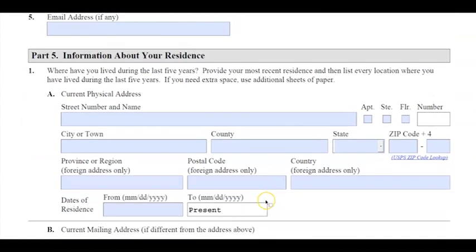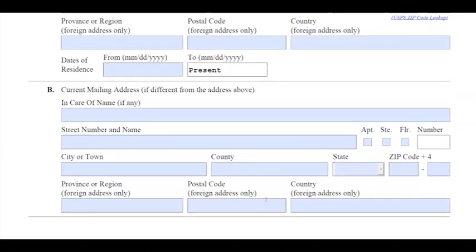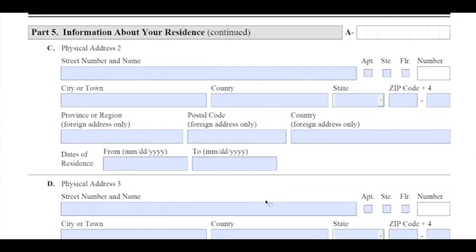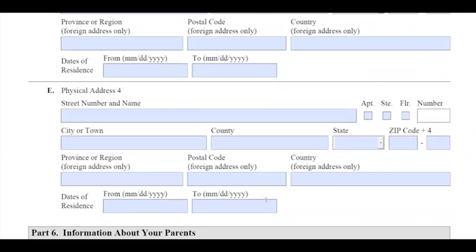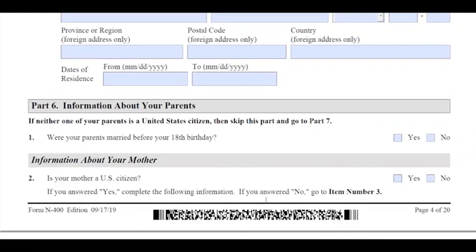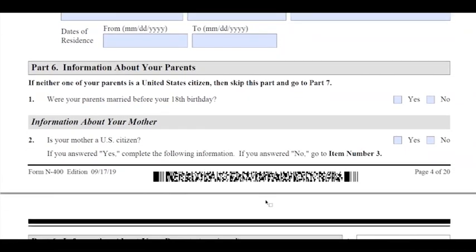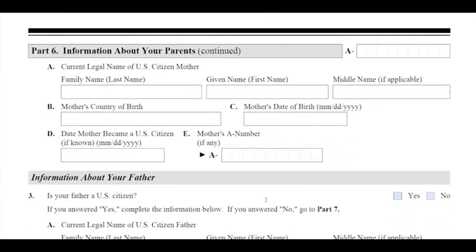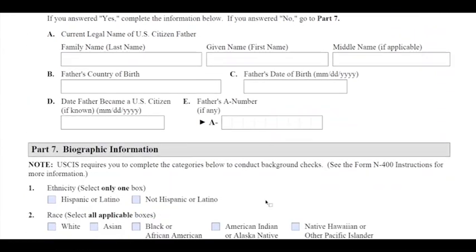Part 5 has to do with information about your residence. Where have you lived? Have you moved? Make sure that you have that information ready because immigration wants to know where you have lived and if you have moved recently. Part number 6 is information about your parents. Once again, make sure that you have all information ready so that you can properly fill out this application. Immigration wants to know about your parents, your mom, your dad.